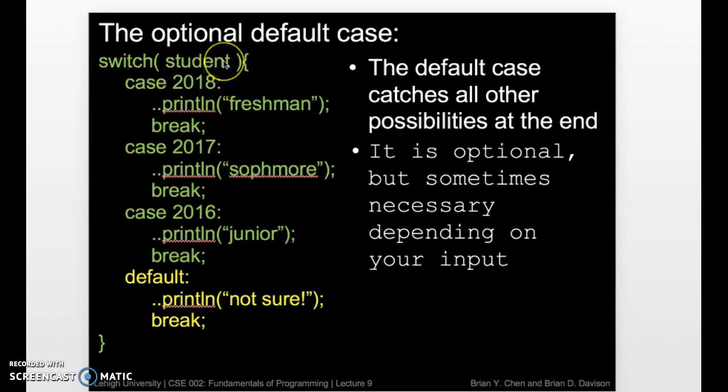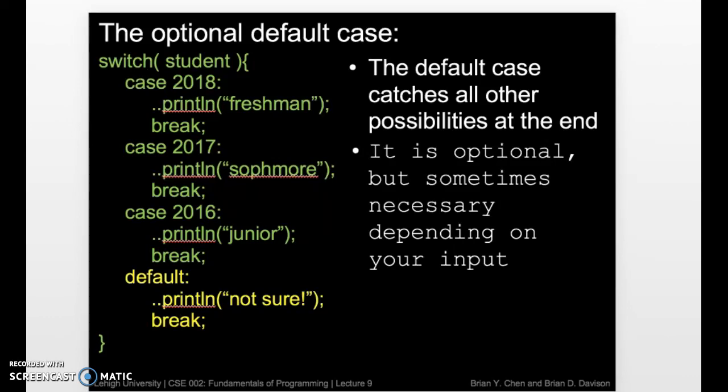whatever student is equal to. If student's not equal to case, I guess like 2018 or 2017 or 2016, then you automatically go to the default statement and you print not sure. Sometimes it's optional, but sometimes it is necessary in case your input needs to be so specific that you might not actually have your input be an option to be listed as a case.